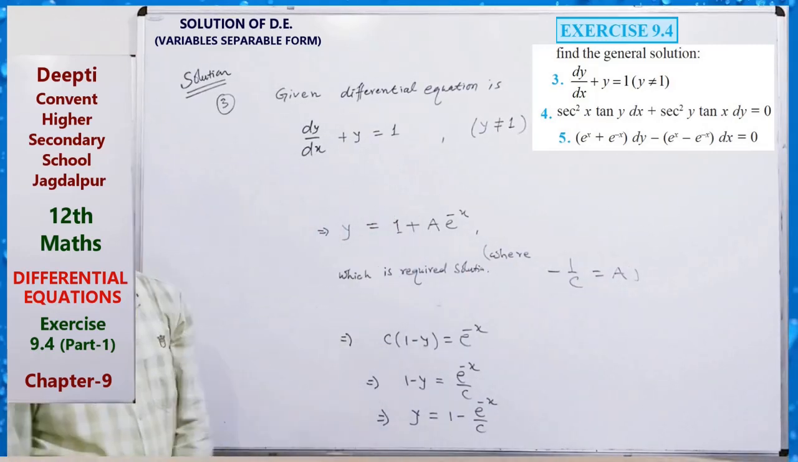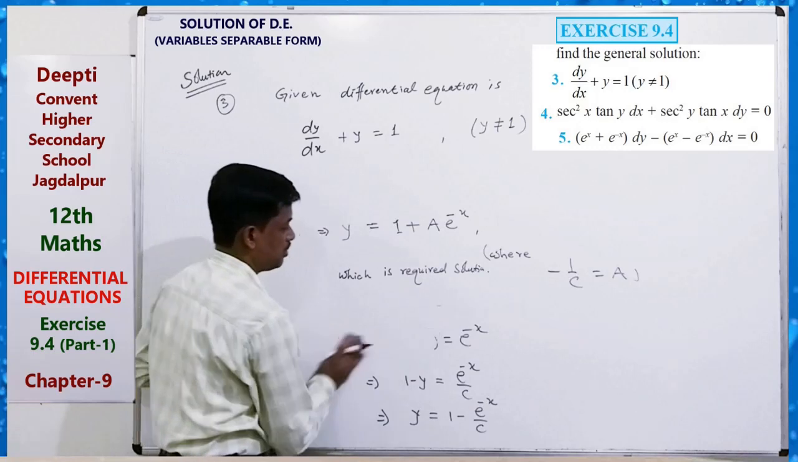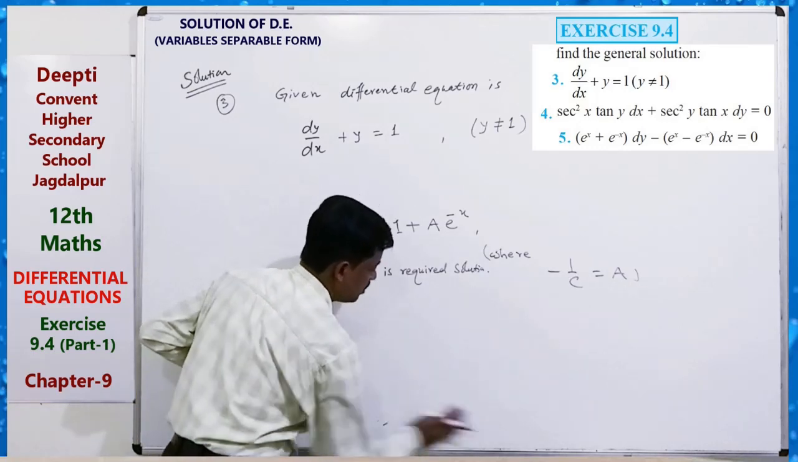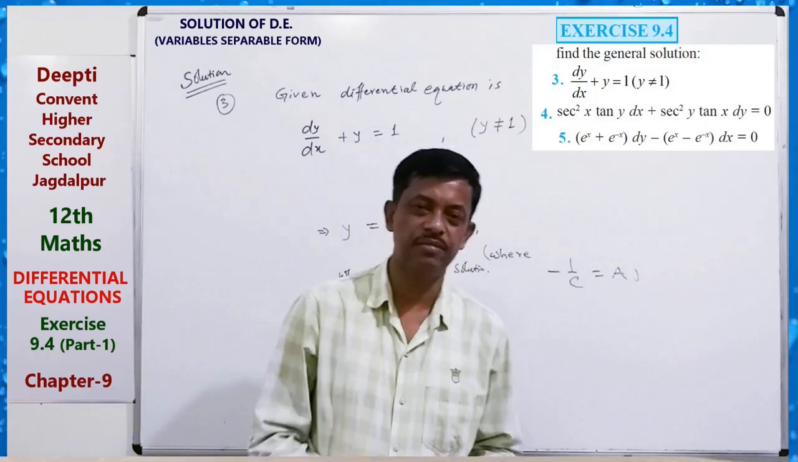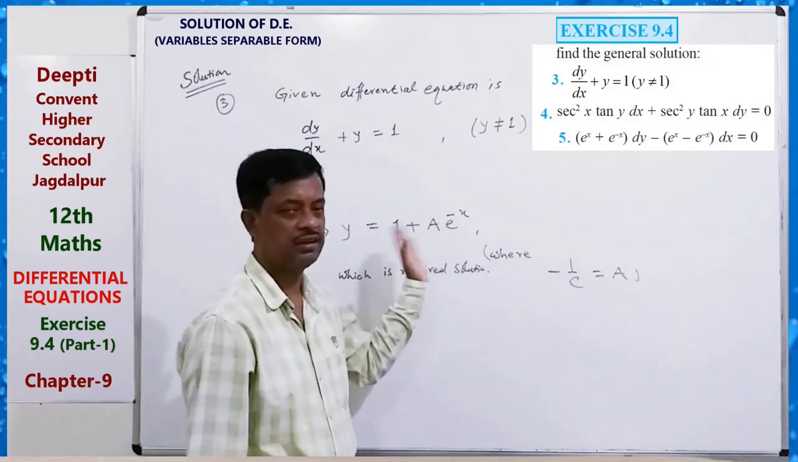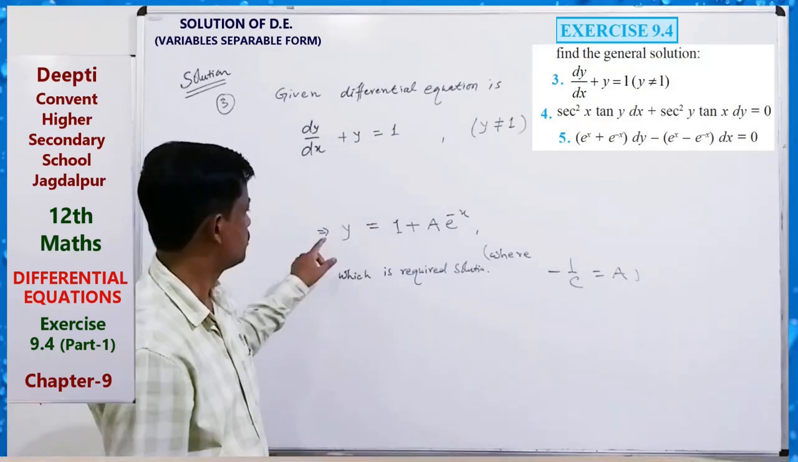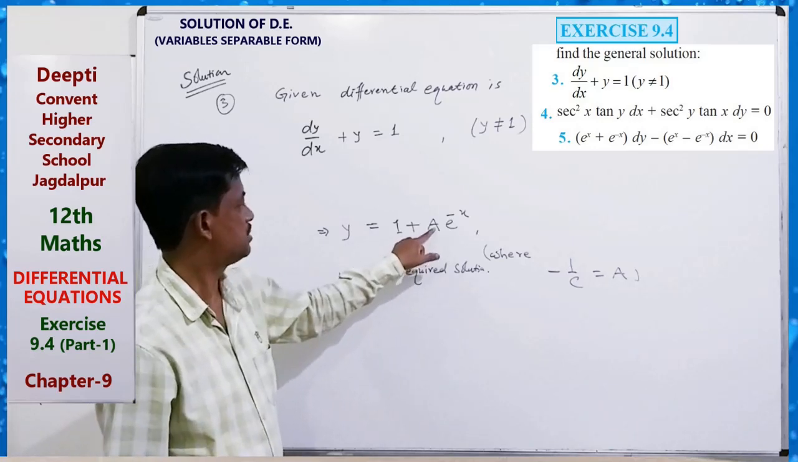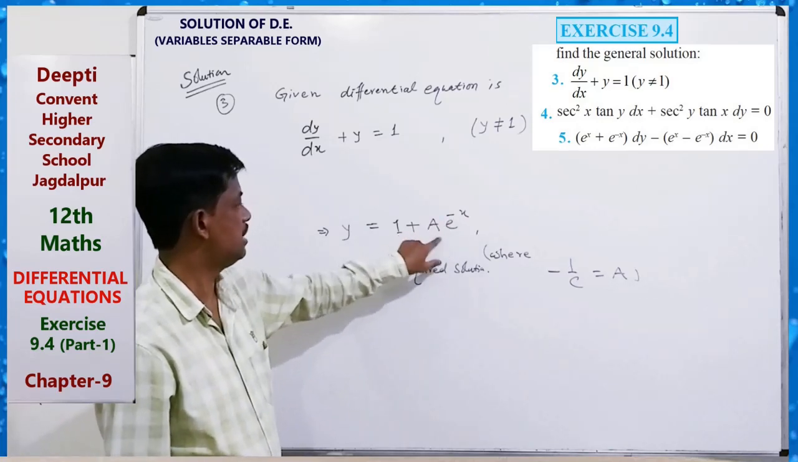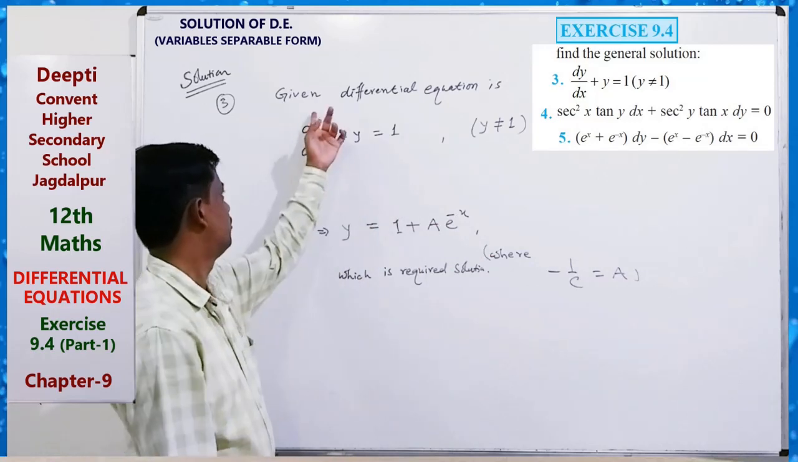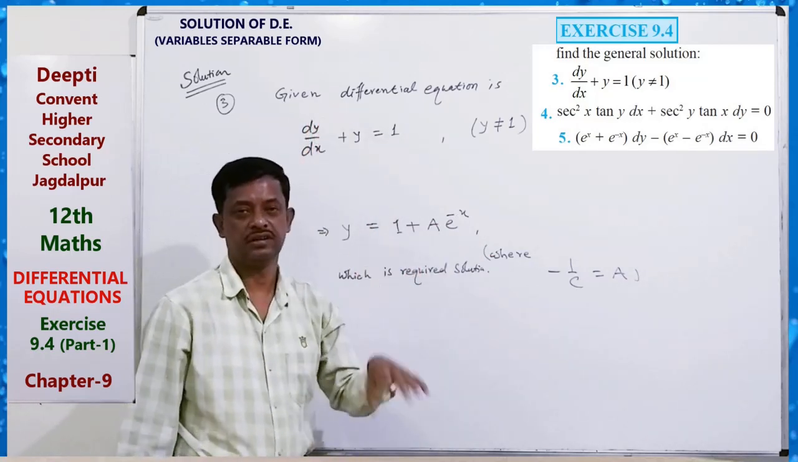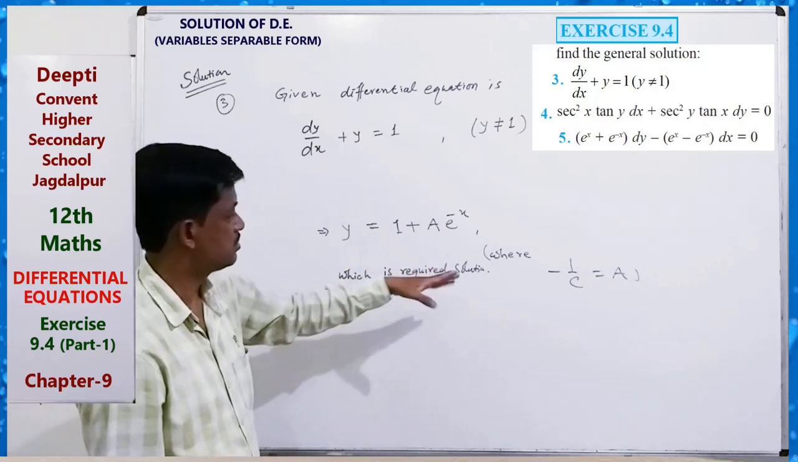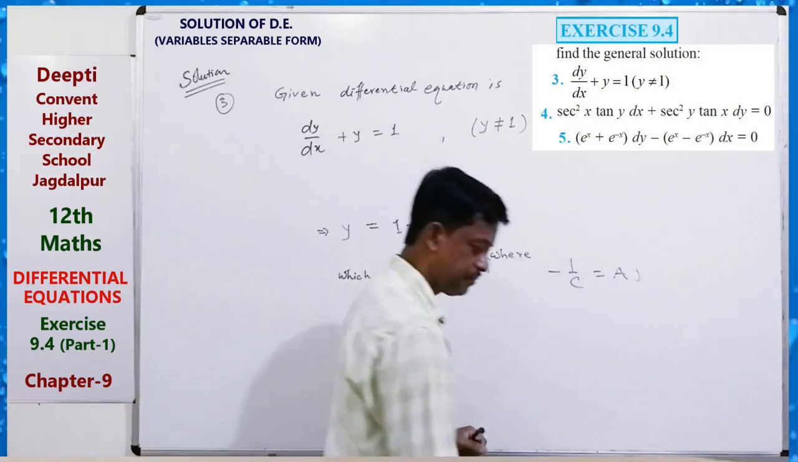So we can write the solution like this: y equals 1 plus a e to the power minus x. A constant can be written in a suitable form. Okay, so y equals 1 plus a e to the power minus x. Here a is an arbitrary constant. It is a first order equation, so there is 1 constant. Okay, this is the required solution. Clear?